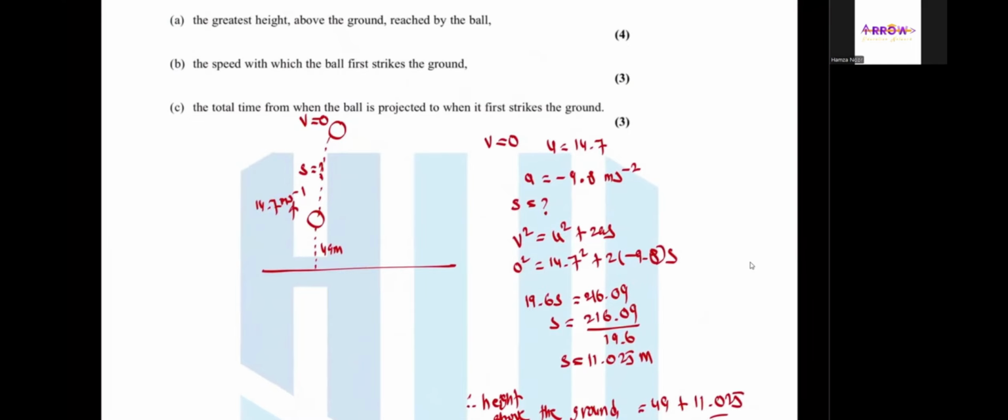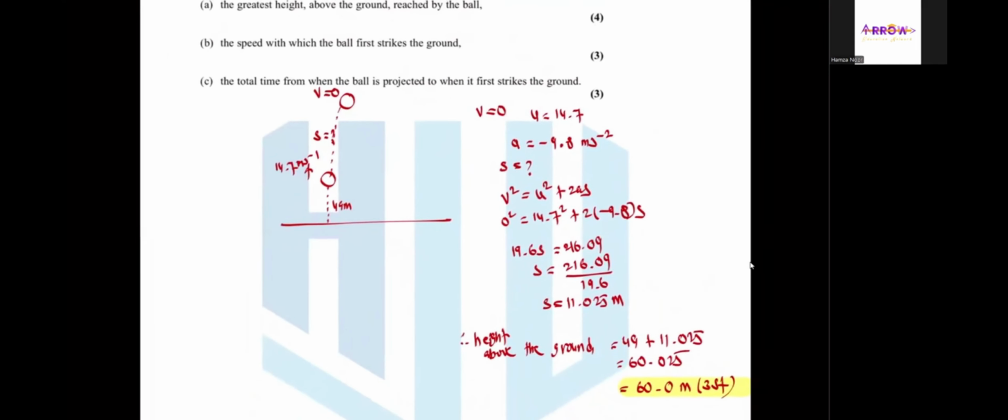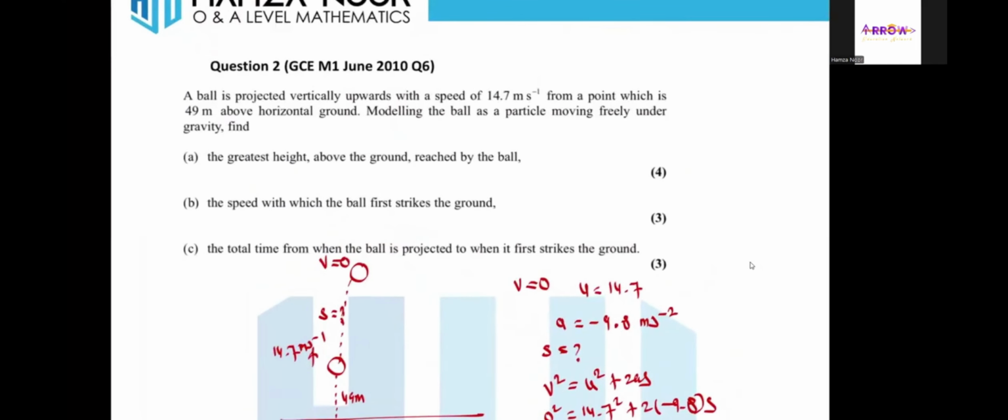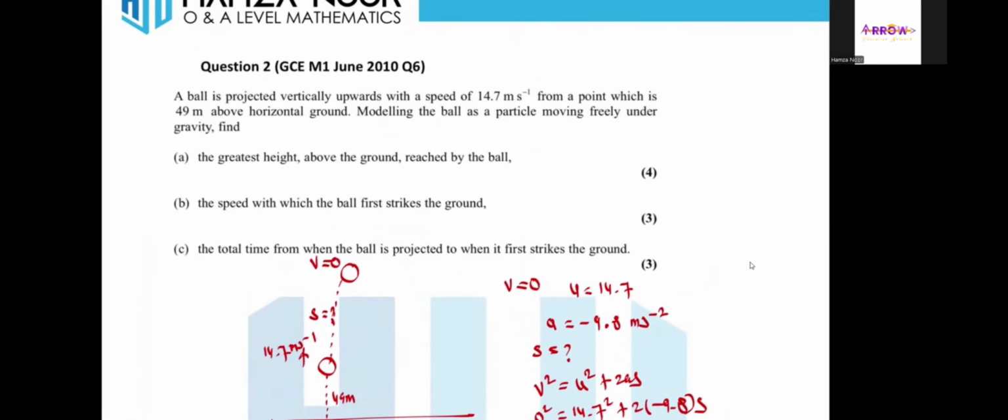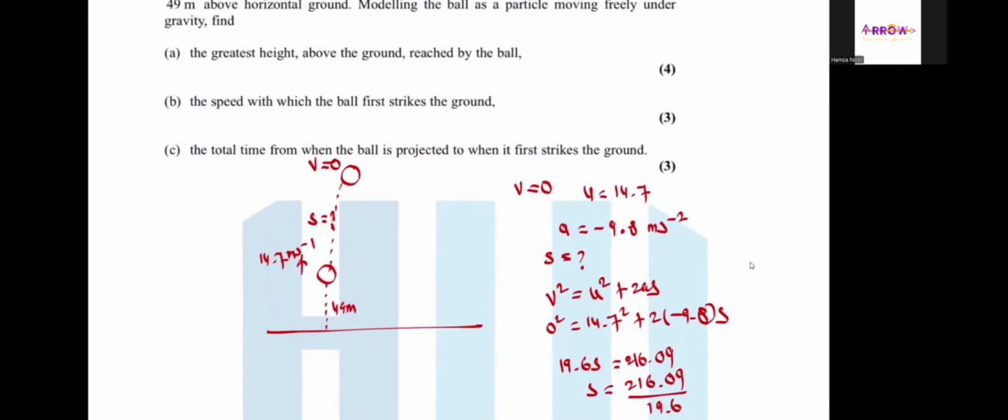And then we have part B, which says that we need to find the speed with which the ball first strikes the ground. So first of all, what we are going to do is find the velocity. We need to find the speed with which the ball first strikes the ground. Here I'm going to find the velocity.